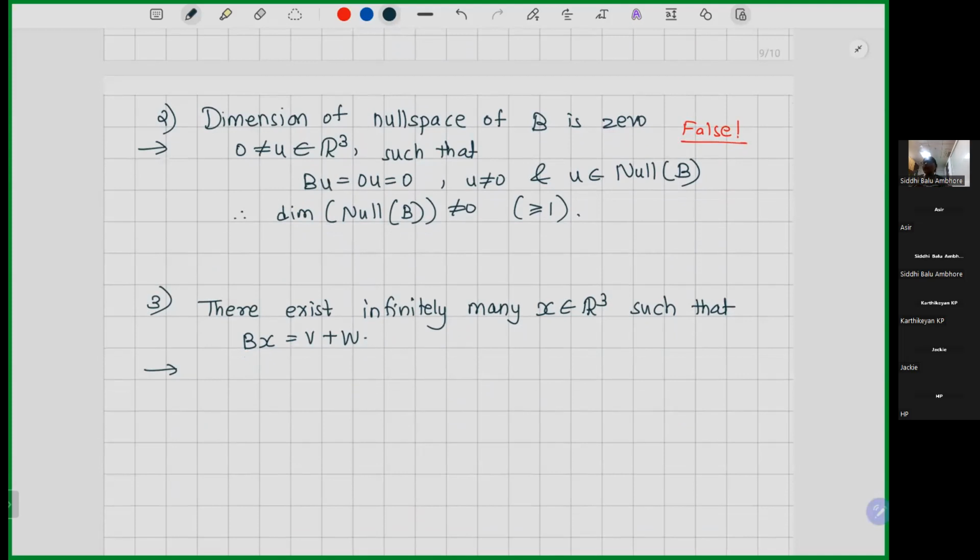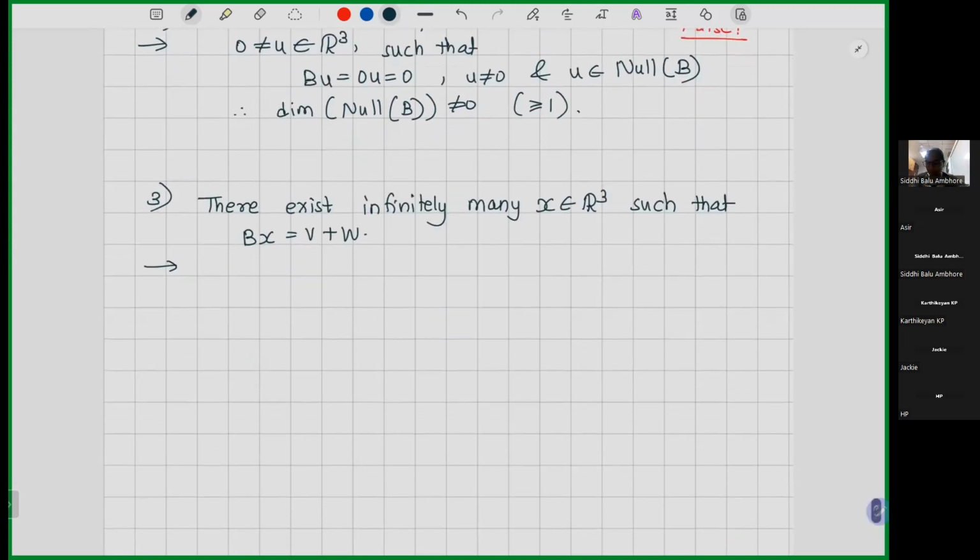Now they are asking whether there are infinitely many X in R3 such that Bx is equal to V plus W. My guess is that it is true, and let us see. Note that if I take X to be 1 by 3 V plus 1 by 5 W, then we already saw that Bx is V plus W, right?